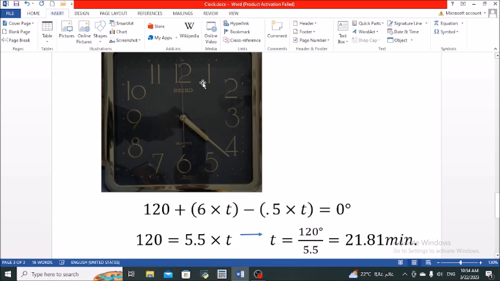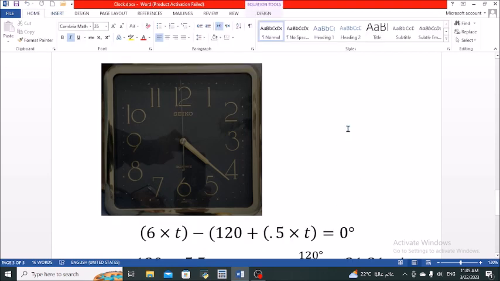Our equation would be, we'll start when the minutes pointer is at the 12 and the hours pointer at the 4. The spacing between any two numbers, as I said before, is 30. So 1, 2, 3, 4. So that's 120 plus 6 times t minus 0.5t equals 0. The pointers would be coincident after 20 past 4. Of course, we would not rely on our eyes, we would calculate it mathematically.